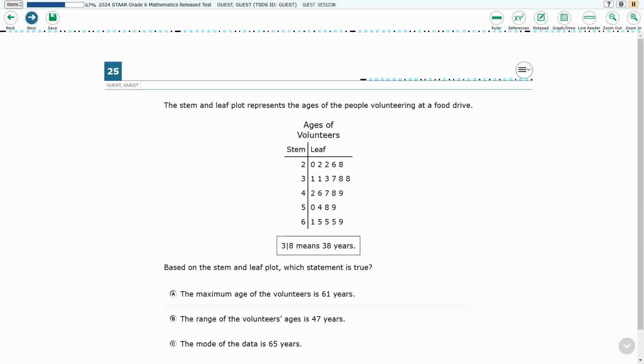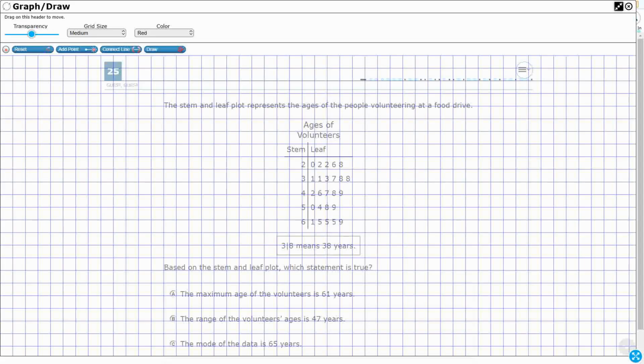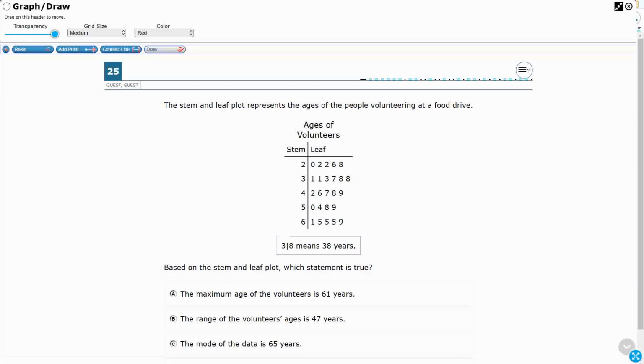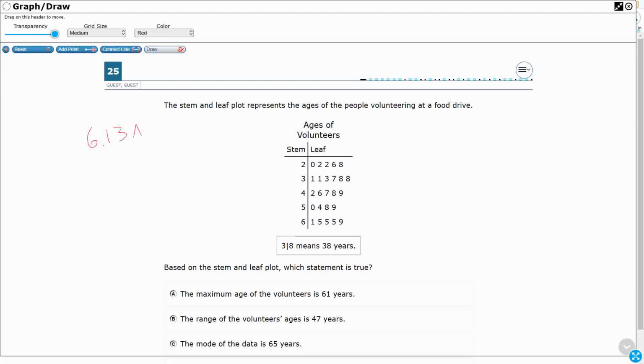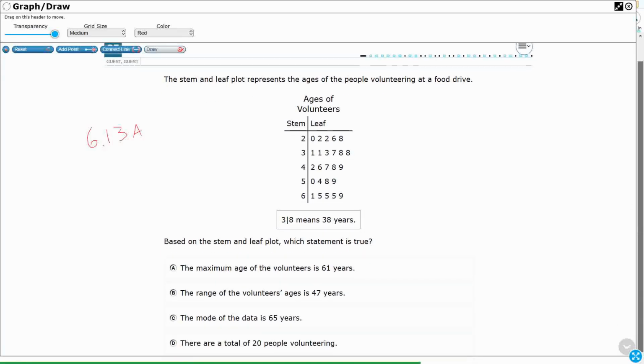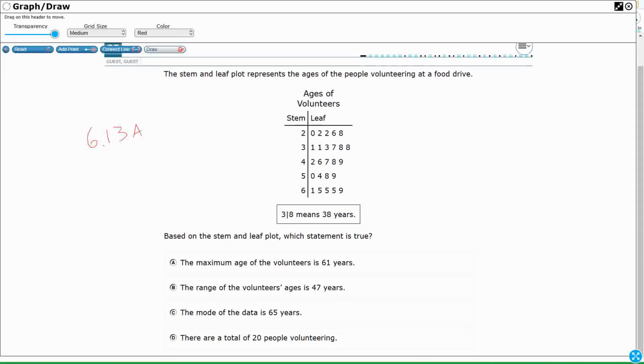For number 25, we are looking at interpreting numeric data. This is 6.13a, and we've got a stem and leaf plot. So when we're looking at our stem and leaf plot, we've got the ages of people volunteering. Always look at your key. 3|8 equals 38. So that means this is the tens place. This is the ones place. Right? So this 2 and the 0 equals 20. This 2 and the 8 equals 28.